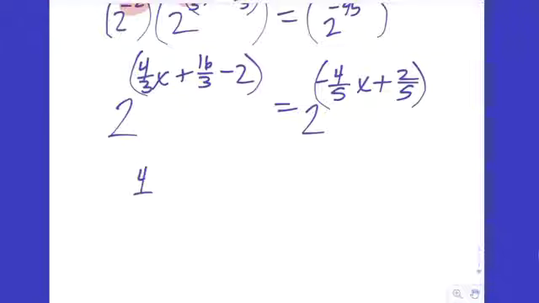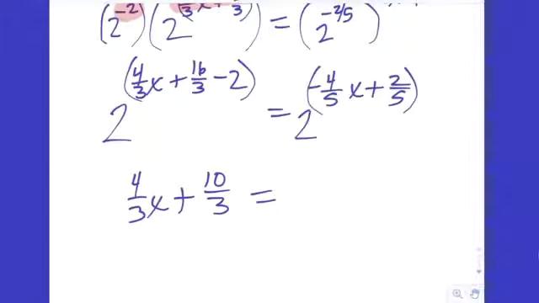So the left side now becomes 4/3 x, and we can combine these two numbers, 16/3 minus 2. 2 is how many thirds? 6, right? So it's really 16/3 minus 6/3. 16 minus 6 is 10/3. So you get 10/3 equals, we could drop the 2 on the right-hand side, and we're just left with -4/5 x plus 2/5.